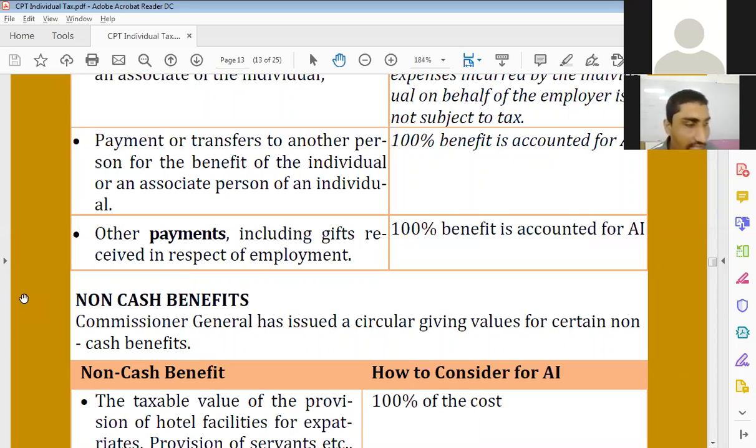And the next part, other payments including gift received in respect of employment. Employmentல உங்களுக்கு ஒரு gift கிடைக்குது, maybe the best employee of the year என்று சொல்லி உங்களுக்கு ஒரு 100,000 தராங்க. இல்லைன்னா நீங்க இந்த கம்பெனியில வேலை செய்யறதால கவர்மெண்ட்ல இருந்து உங்களுக்கு ஒரு gift கிடைக்குது. அப்படி ஏதாவது கிடைச்சதுன்னா இது உங்களுக்கு ஸ்பெஷல், ஏன்னா எல்லாருக்குமே இது கிடைக்காது. சோ இது உங்களுக்கு ஸ்பெஷலா இருக்கிறதால நீங்க அந்த 100% பெனிஃபிட்டையும் அக்கவுண்ட் பண்ண வேண்டும். Could you understand this?